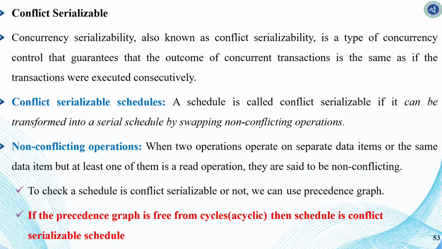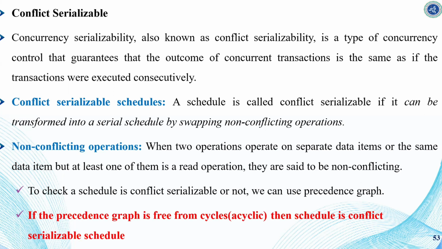That is, the non-serial transactions' final result and the result after executing the serial transactions, if they are the same, then we can say it is conflict serializable.